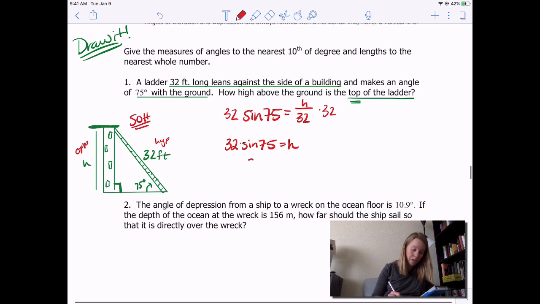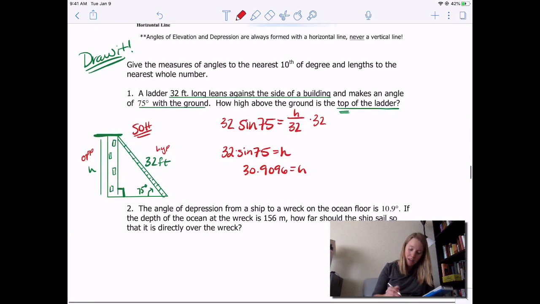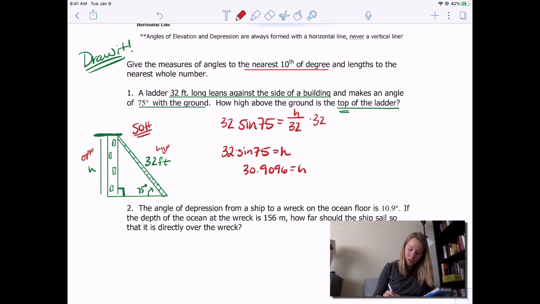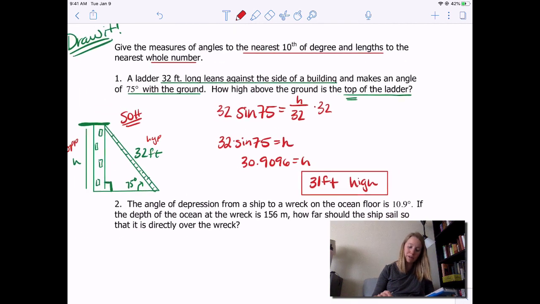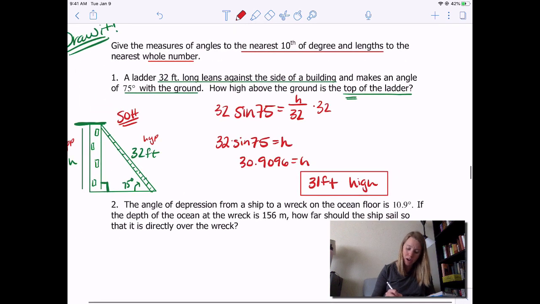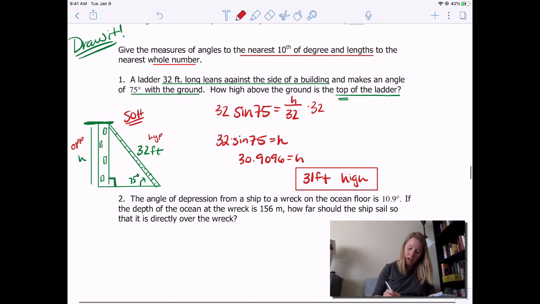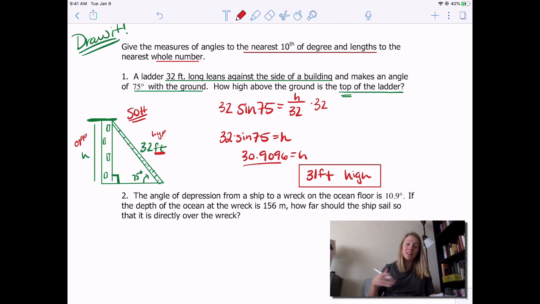So I get that 30.9096 is equal to the height. They specifically say the nearest tenth of the degree and lengths to the nearest whole number. So my length, I want to go to the nearest whole number. So it is 31 feet high. And again, I round to the nearest whole number because that's exactly what they told me to do. How high above the ground? So this is actually a length in feet because the ladder was measured in feet. So that's why I say 31 feet high. Okay.